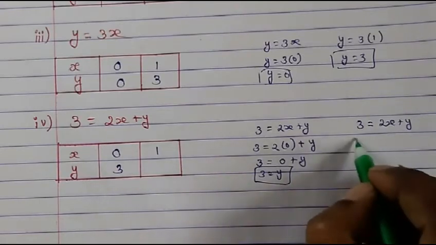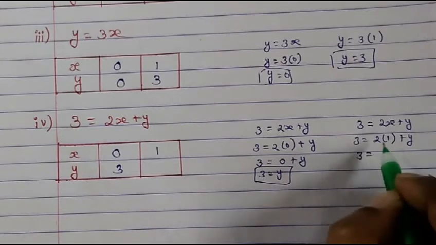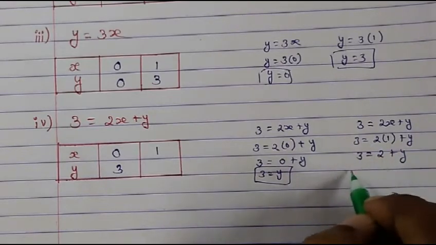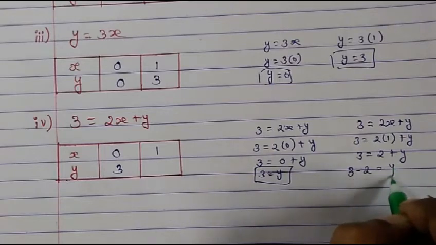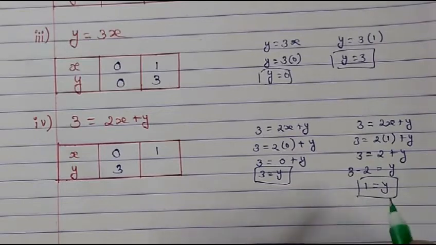So now x I have taken as 1. So 3 equal to 2 into 1, that is 2, plus y. This is in plus; when it comes here, it will become minus. So I'll get 3 minus 2, which is 1. So then y value I am getting is 1. So let's plot the graph.